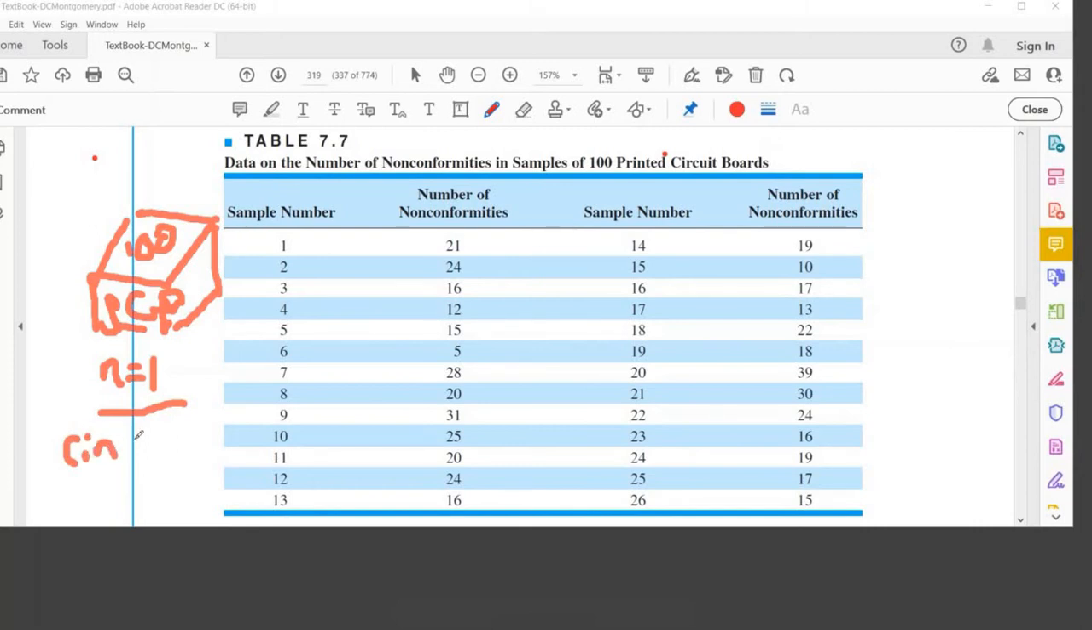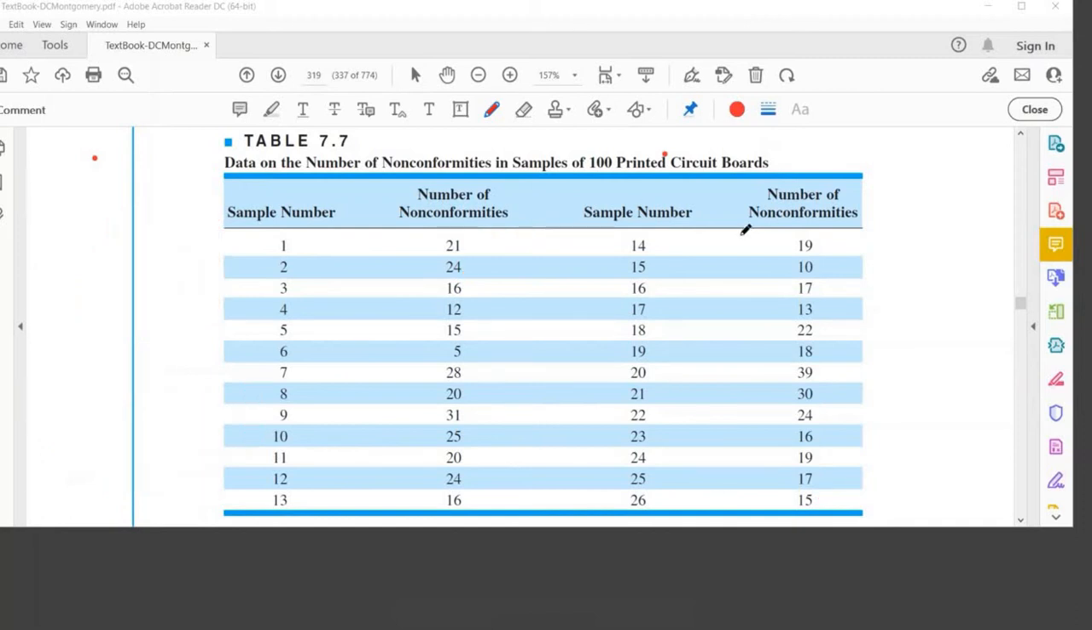Otherwise, you get confused with different types of chart. But for the C chart, we consider n equal to 1 inspected unit. We define this inspected unit, even though inside there are 100. So these are how you find that within the 100, there are 21, 24, and so on, up to sample 26.